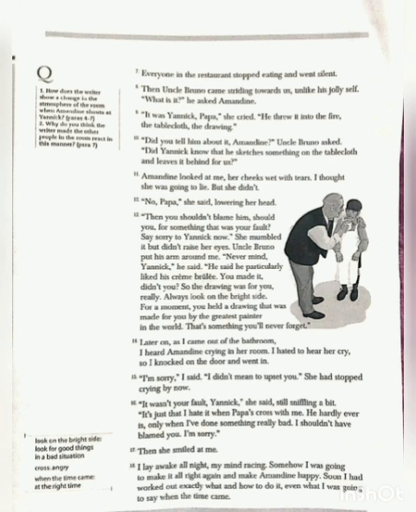But she didn't. "No, Papa," she said. She accepted, lowering her head. "Then you shouldn't blame him, should you, for something that was your fault. Say sorry to Yannick now." Her father, Uncle Bruno, said, "Why are you blaming him? If you have not told him, how would he come to know? Say sorry to Yannick now." She mumbled it, but didn't raise her eyes. Mumble means to speak quietly without opening your mouth properly. So Uncle Bruno put his arm around me.